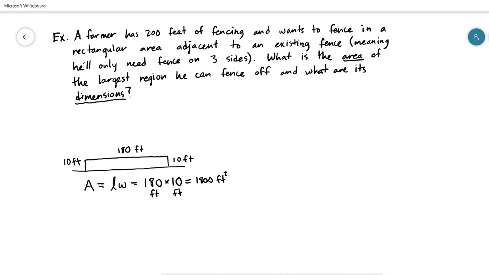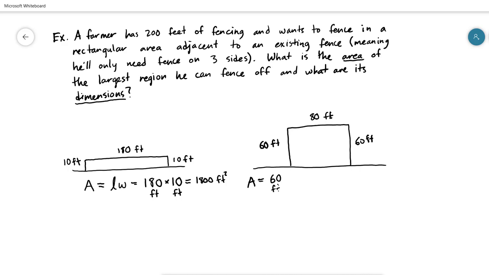If we look at another possibility, here's the existing fence again, and maybe the new dimensions are much deeper this way, goes across and back down, and we have something that's in the ballpark of maybe 80 feet here. If we've used up 80 feet, that leaves us with 120 feet, because there were 200 feet total. So if there's 120 feet left for the 2 remaining sides and we split it evenly to keep it a rectangle, that would mean we've got 60 feet over here and 60 feet over here. Doing the same thing, our area is going to be 60 feet times 80 feet for a grand total of 4,800 square feet. So obviously a much bigger area in this case.